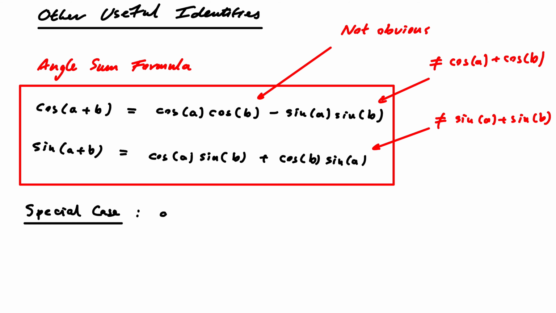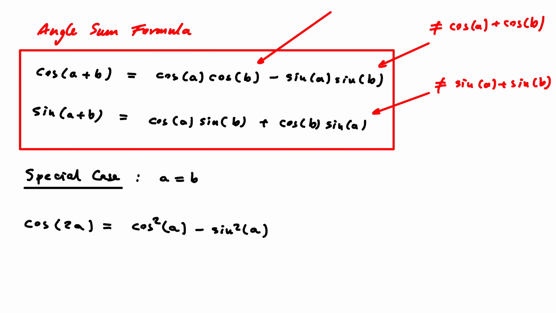Well, let's have A is equal to B. So then what do you have? This would give you cos of 2A is equal to cos squared of A minus sine squared of A. That's a useful one to know. It's called the double angle formulas.